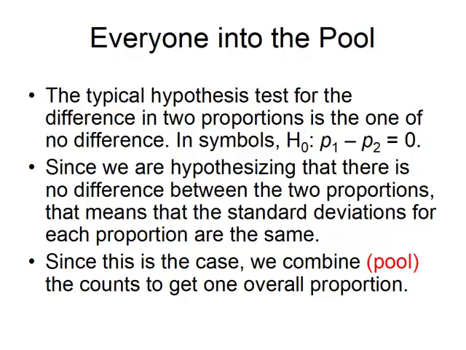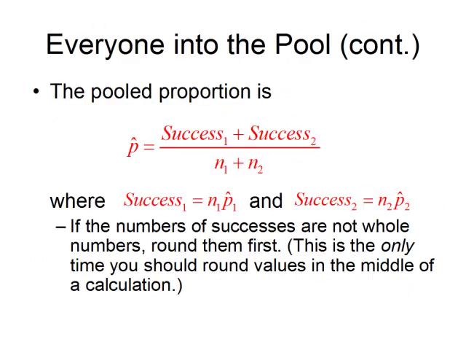Since this is the case, we combine or pool the counts to get one overall proportion. The pooled proportion is p hat equals success 1 plus success 2 over n1 plus n2, where success 1 is equal to n1 p hat 1 and success 2 is equal to n2 p hat 2. If the number of successes are not whole numbers, round them first. This is the only time you should round values in the middle of a calculation.